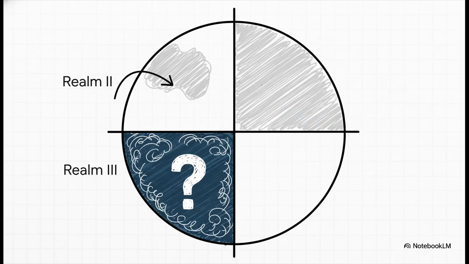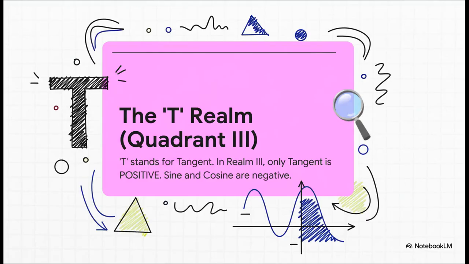We're heading down into the bottom left corner now, into the mysterious realm 3. And you guessed it, the rules are changing again. Let's find out what makes this place so special. So down here, the special rule is T. Any guesses what that stands for? You got it, tangent. So in realm 3, only tangent is the positive one. Sine and cosine, they're both negative.